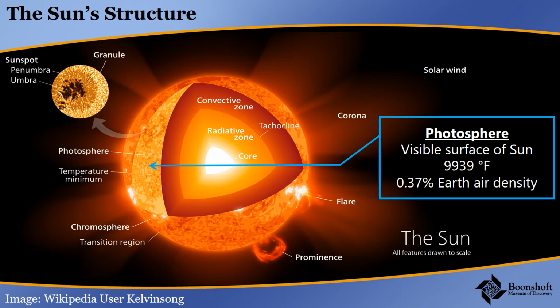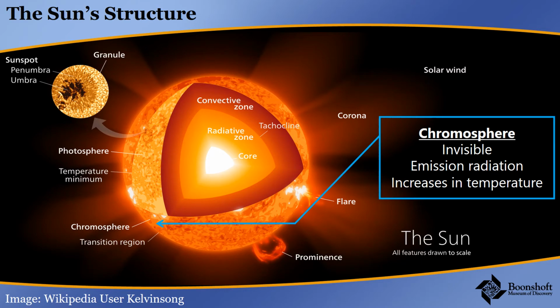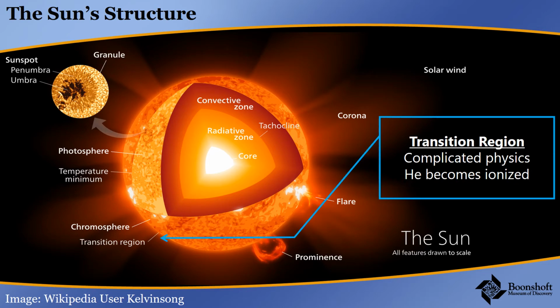You'll see under the word photosphere there to the left, temperature minimum. And a little bit above the surface of the sun is the lowest temperature in the whole sun itself. The chromosphere is invisible to visible light. It's transparent, it's not dense enough, and also because it is so rarefied, most of the radiation that comes from it is coming from what we call emission radiation instead of thermal radiation. It also increases in temperature the farther away that we get from the photosphere. The transition region is between the chromosphere and then the outer atmosphere, the corona, that we'll talk about next.